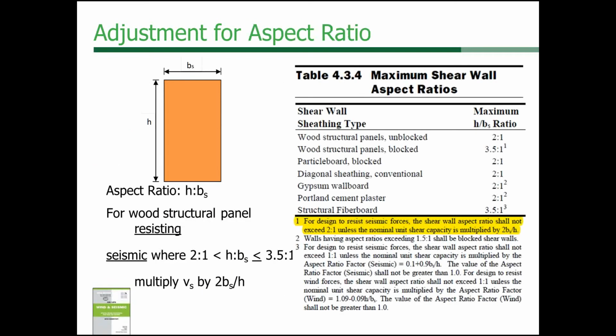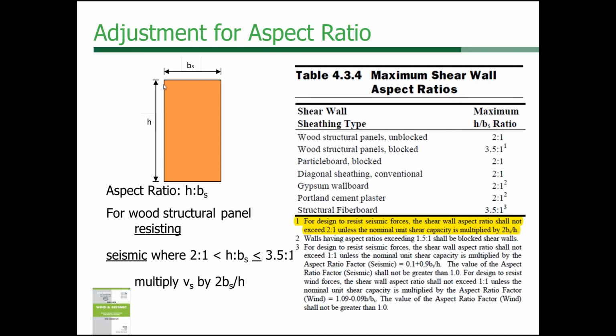Now, in addition to all of that, there are some aspect ratio requirements for wood structural panels, and just for this diagram here, for seismic design, this does not apply to wind, but for seismic, where you have a 2-to-1 ratio, and that's BS, the width of your panel, and height of your wood structural panel or your shear wall. If you have a 2-to-1 ratio, there is no decrease in your capacity. You can go up to 3.5-to-1, provided that you multiply your capacity by 2BS over H.